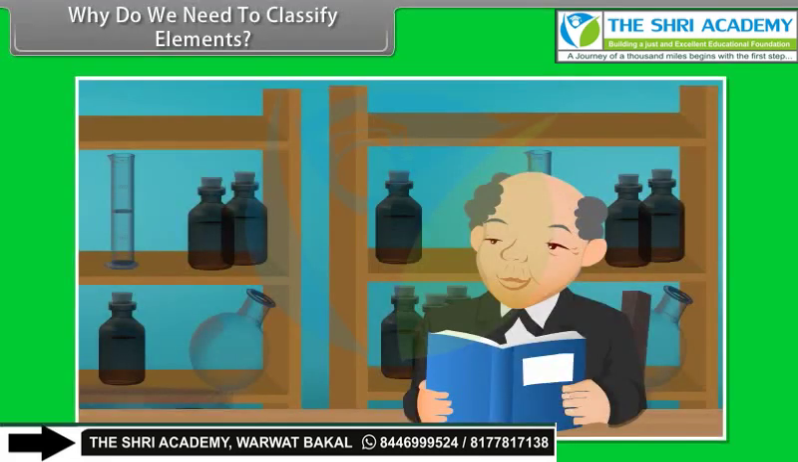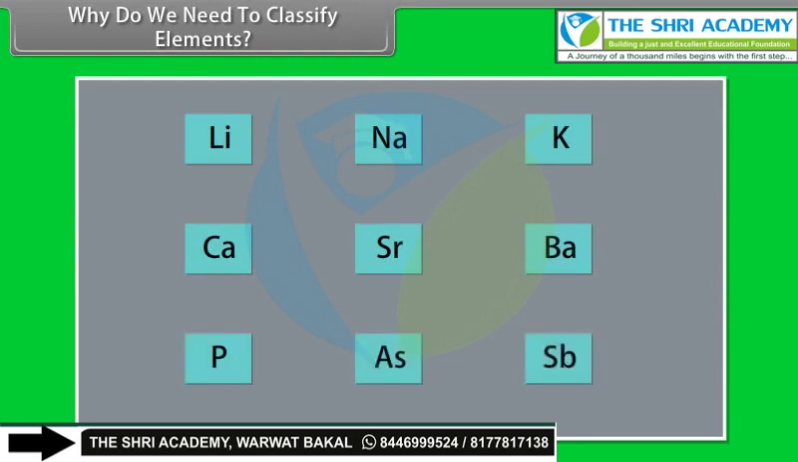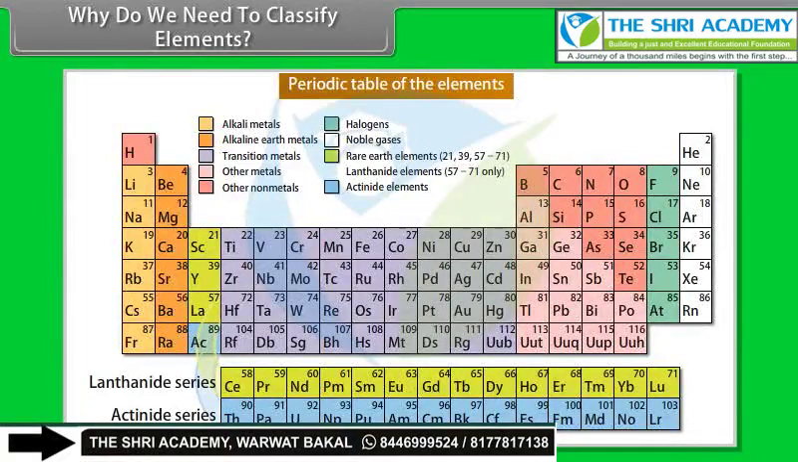Why do we need to classify elements? Before the beginning of the 18th century, few elements were known. As time passed, a large number of elements became known, and today we know 114 elements, and it becomes quite essential to classify them. The classification of elements led to the formation of the periodic table. Thus, the periodic table may be defined as the table giving the arrangement of all the known elements according to their properties so that similar elements fall within the same vertical column and dissimilar elements are separated.